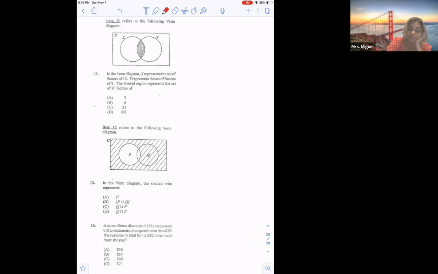So the factors of 12, let me help you. The factors of 12 and the factors of 9. So all the numbers that can divide into 12: 1, 2, 3, 4, 6, and 12, and the factors of 9: 1, 3, and 9. What is the common elements?